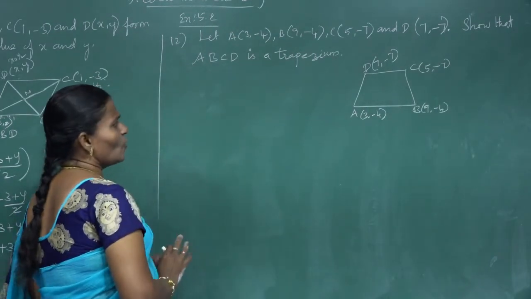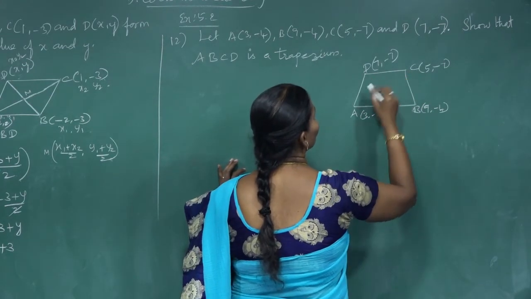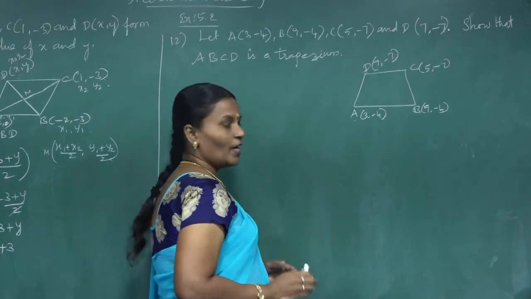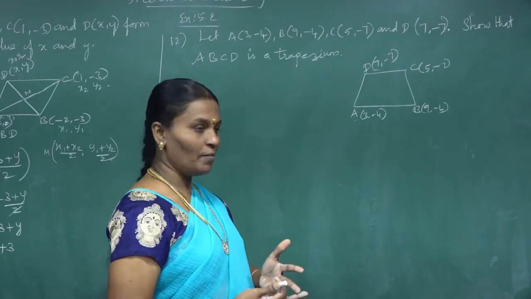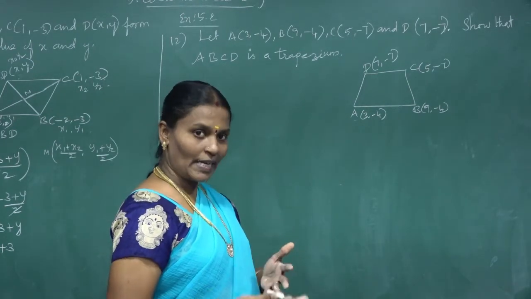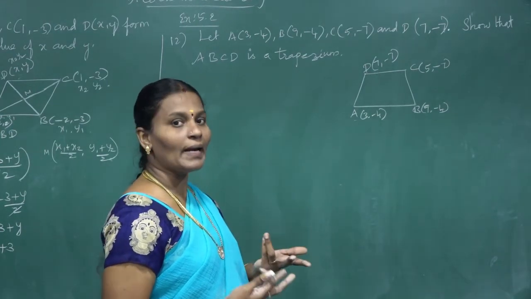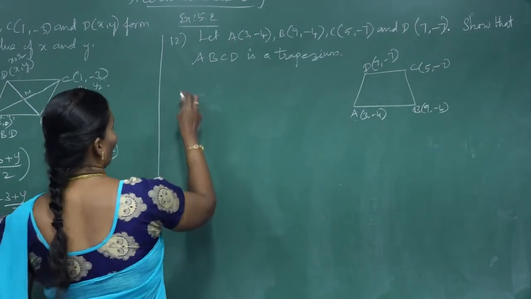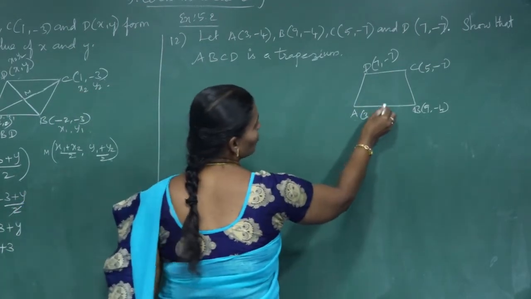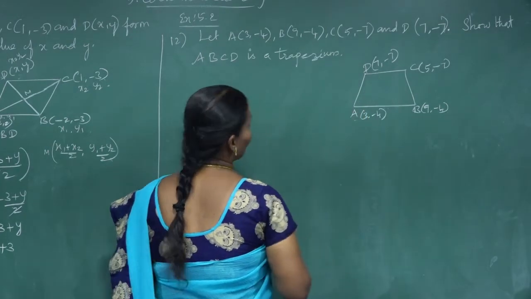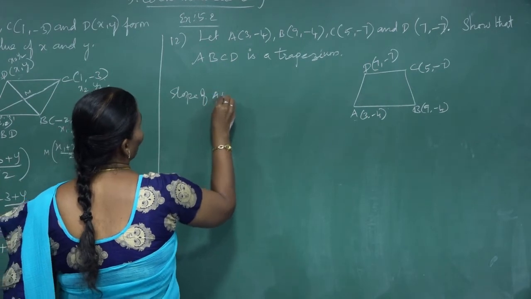Now find out the slope of AB, slope of BC, slope of DC and slope of AD. If any one pair of opposite sides are parallel, that means the slopes are equal, then we say that two opposite sides are parallel. Understand, children? So first you find out these two slopes, because these two are opposite sides, isn't it? So first find out the slope of AB.